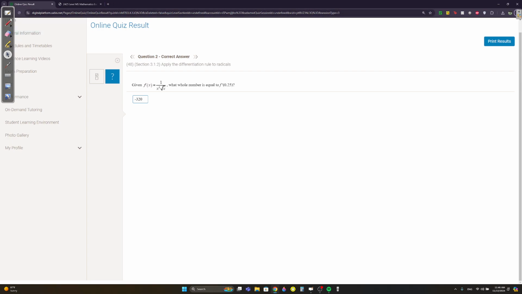Okay, for question 2, given f of x is this, what is equal to f prime of 0.25? Okay, let's derive this. It's going to be 1 over x squared times x to the power of 1 over 2, because radical x is x to the half, right?